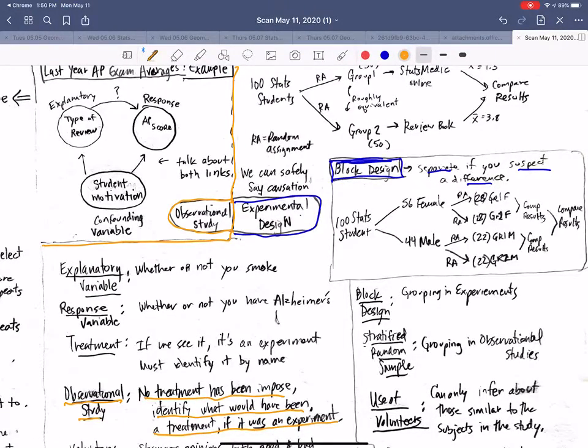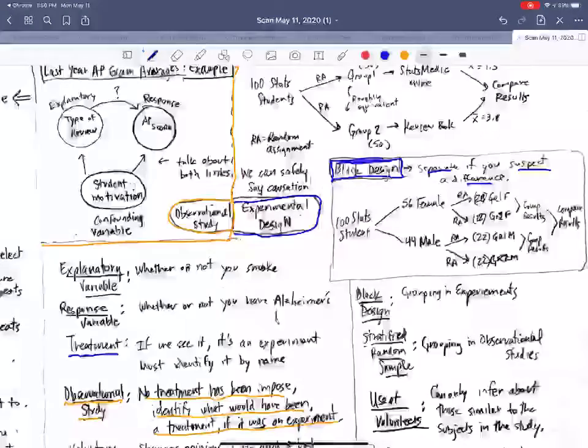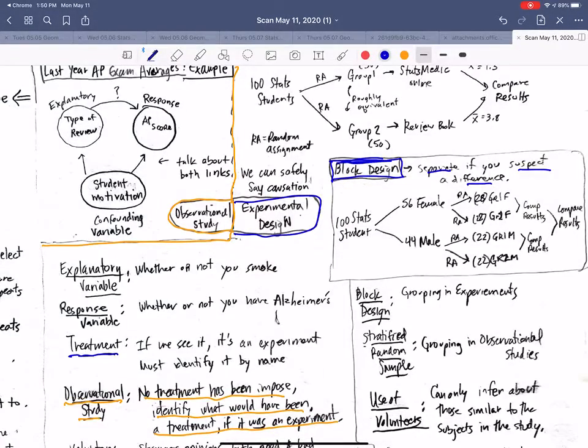If they want to drive themselves to school or they want to get a ride from somebody, that's up to them. So information about how many kids take the bus has to be in an observational study. It can't be an experiment. So what would be an experiment? Well, an experiment would have to have a treatment. So if we see that it has a treatment, then we know that it's an experiment and we must identify it by name.